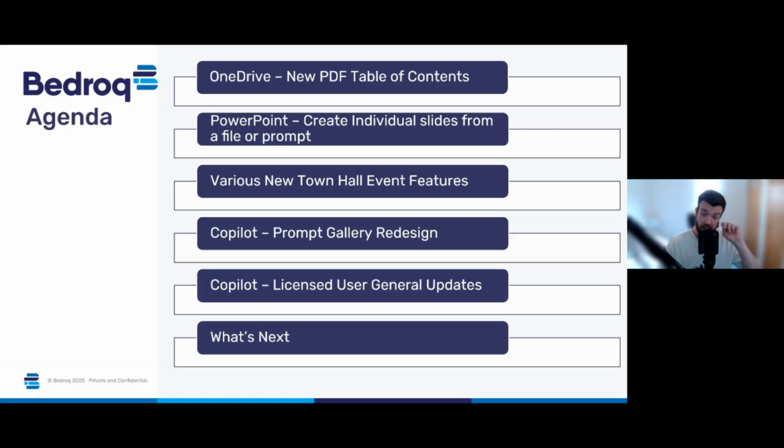So, the agenda for today. There's a new way to navigate OneDrive PDFs through their table of contents. Create individual PowerPoint slides from a file or prompt using Copilot. I'll take you through a selection of various new town hall features. Copilot's prompt gallery is getting a redesign. And then I'll also go through some more general updates across the Copilot app for licensed users. And then, of course, what's next?